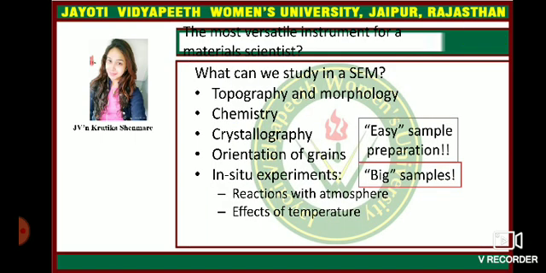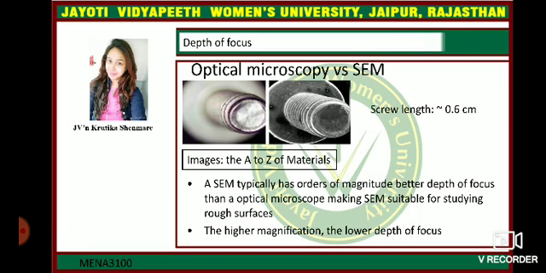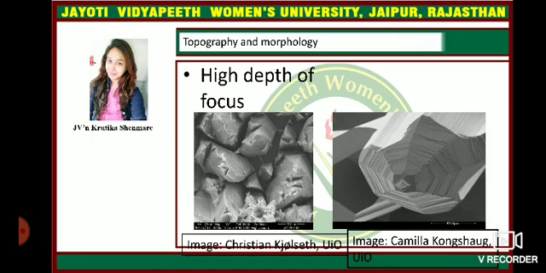The most versatile instrument for a material scientist is the SEM. So what can we study in SEM? We can study topography and morphology, chemistry, crystallography, orientation of grains, in situ experiments, such as reaction with atmosphere, effects of temperature. There is a high focus on depth, that is, the different cracks or crevices in the rocks can be studied with the help of SEM, and these are the kinds of images which can be seen.